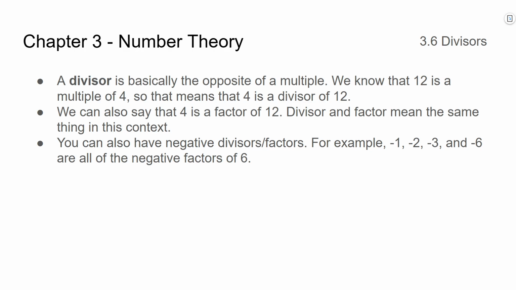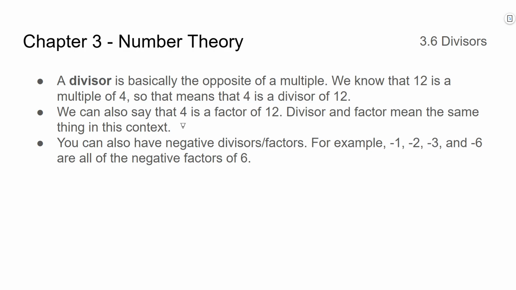So we talked about multiples earlier on in the chapter. A divisor is kind of the opposite of a multiple. So we know that 12 is a multiple of 4, because 4 times 3 is going to be 12. So you can get to 12 from 4. So 12 is a multiple of 4, but that also means that 4 is a divisor of 12. So basically we can divide 12 by something to get to 4, because 12 divided by 3 would be 4.